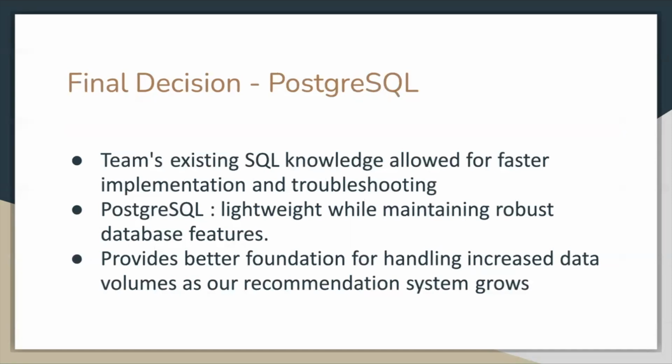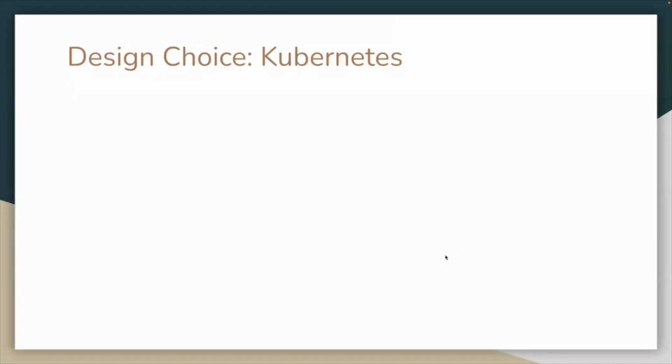We chose SQL because the team has existing knowledge in SQL, which allows for faster implementation and makes troubleshooting easier. Secondly, we chose PostgreSQL because it has a lightweight setup while maintaining all the robust database features. Finally, we decided that using a database provides a better foundation for handling increased data volumes as our recommendation system grows. A design choice which we were forced to make was whether to use Kubernetes or not.